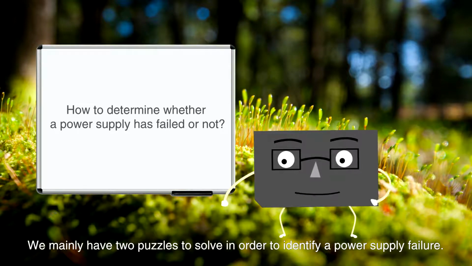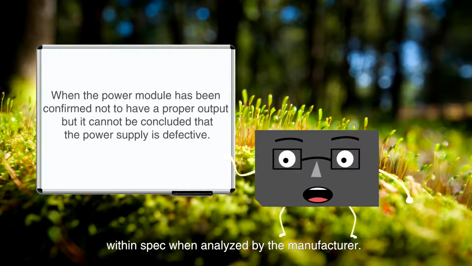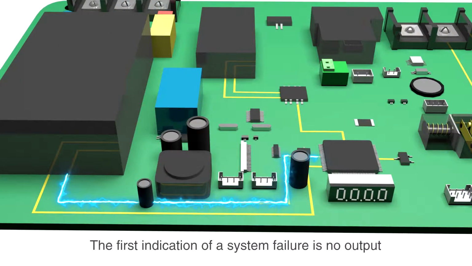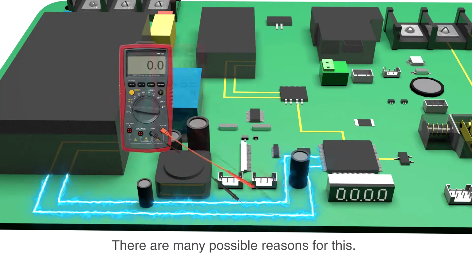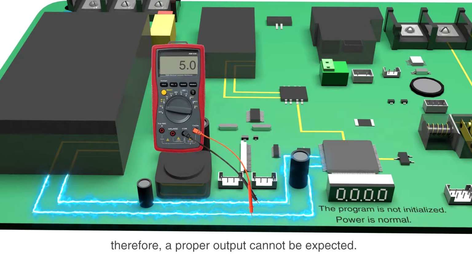We mainly have two puzzles to solve in order to identify a power supply failure. First, the power system did not work, but the power supply module was proven to be within spec when analyzed by the manufacturer. The first indication of failure is no output. There are many possible reasons for this. For example, the system's program failed to initialize properly. Therefore, a proper output cannot be expected.